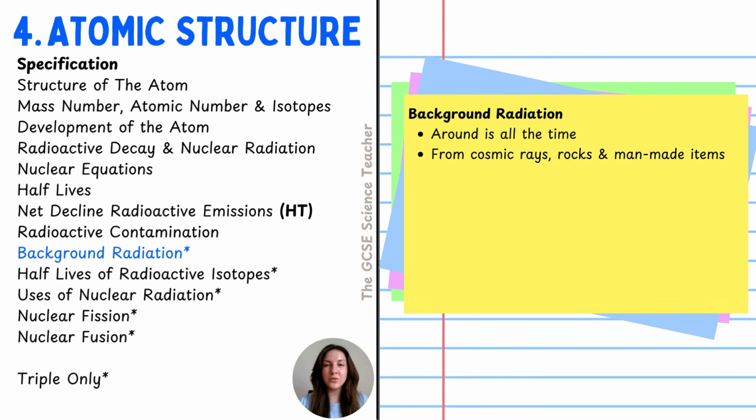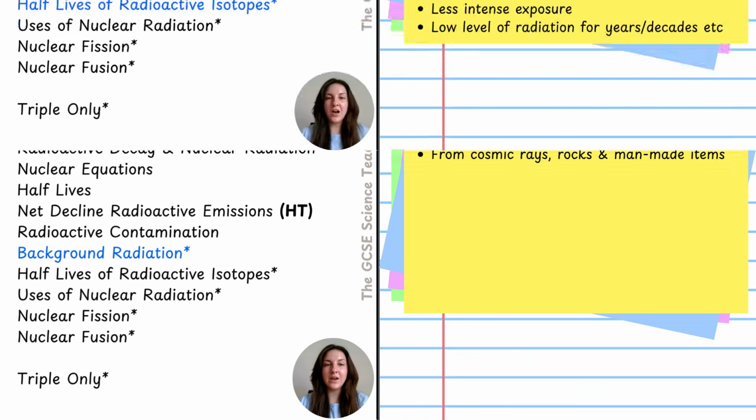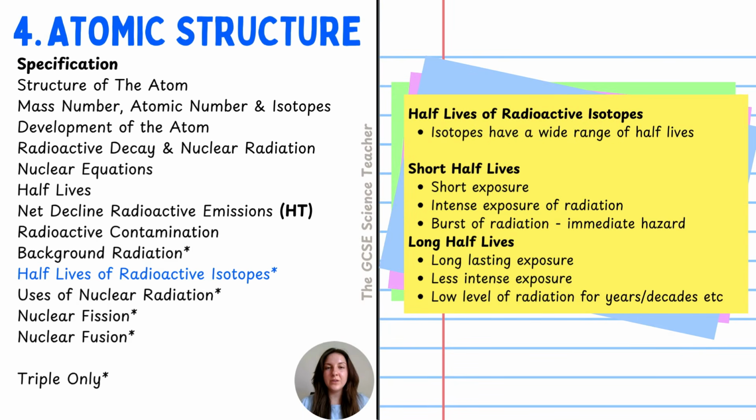The next few topics are for triple science only. Background radiation is around us all the time, from cosmic rays to rocks to man-made items. Half-lives and radioactive isotopes. Isotopes have a wide range of half-lives. Short half-lives are short, intense exposure of radiation, bursts of radiation but with immediate hazards. Long half-lives, however, are long-lasting exposure, less intense, but they can stay around for years, if not decades.